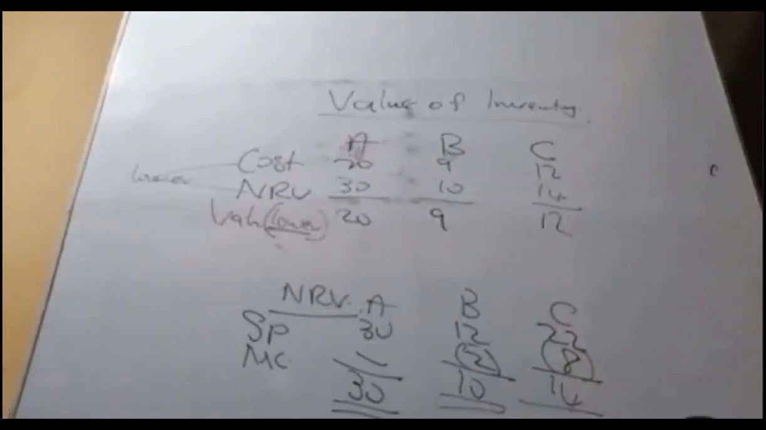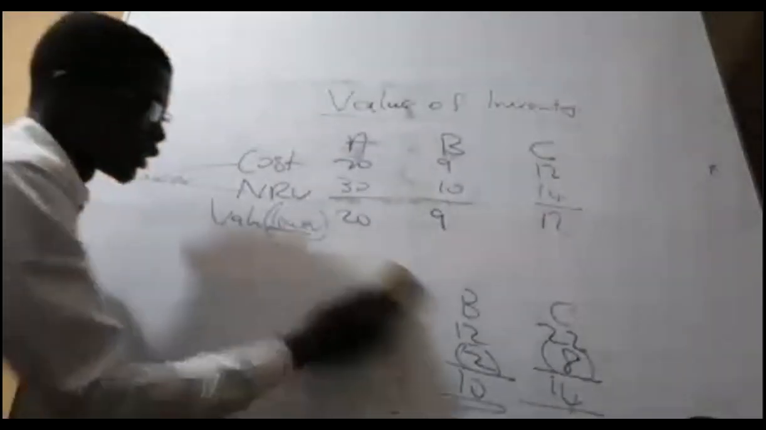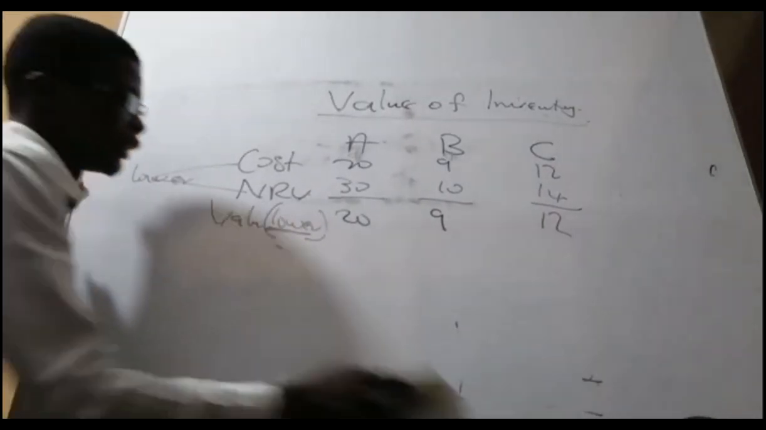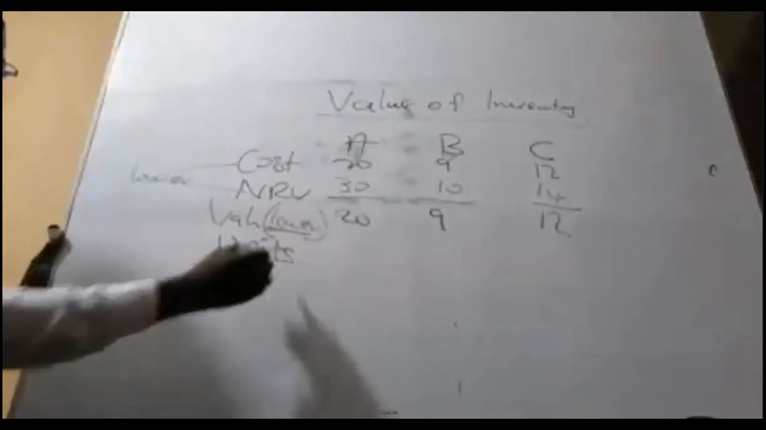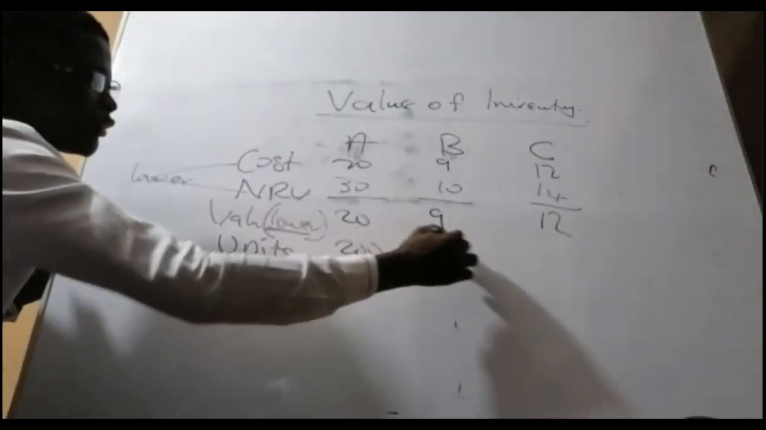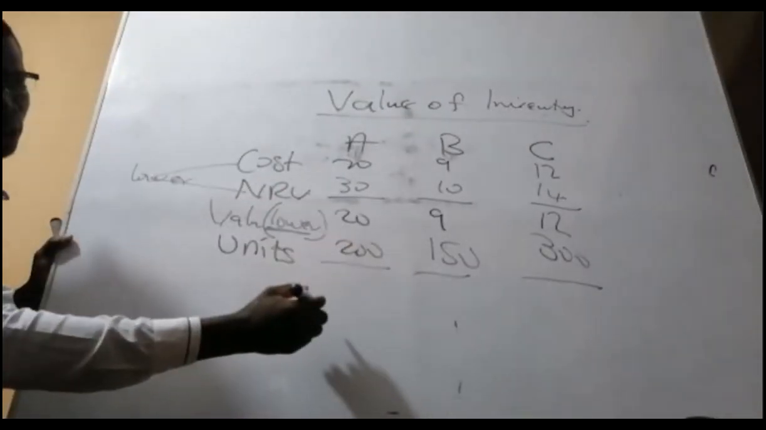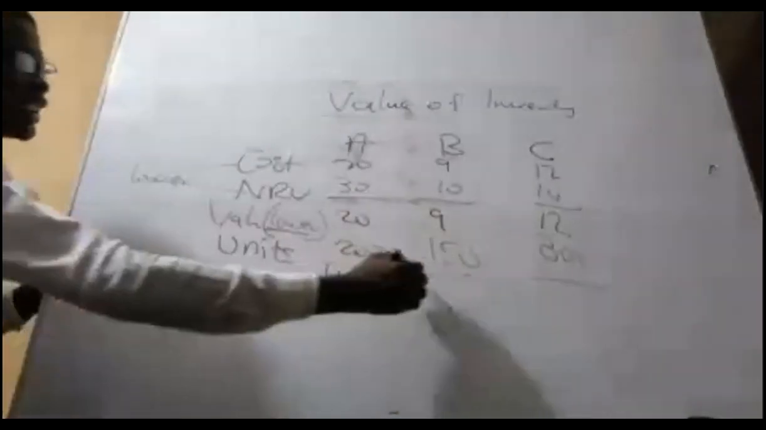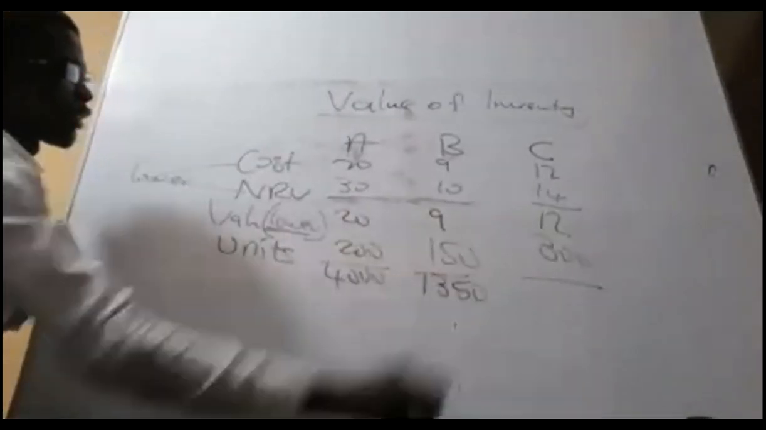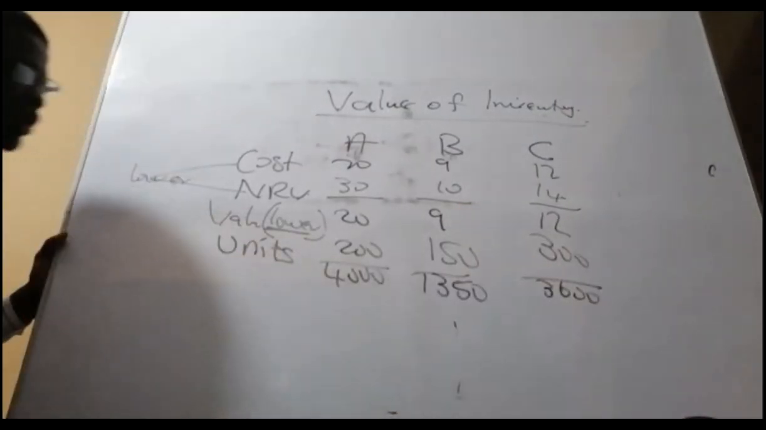Okay, so do the multiplication for me. I will do it this way. Right after the value, I write unit here. They held 200 here, 150 and 300. So therefore, the total value will be 200 by 20. That gives us 4,000, right? 150 by 9, 1,350. This by this gives us 3,600, and then you add that.